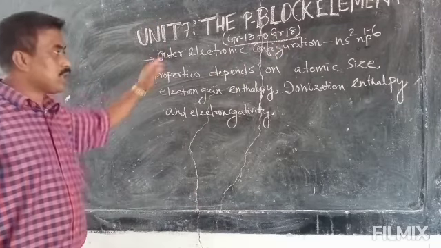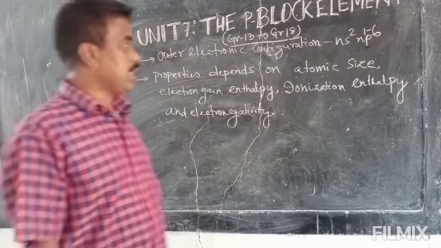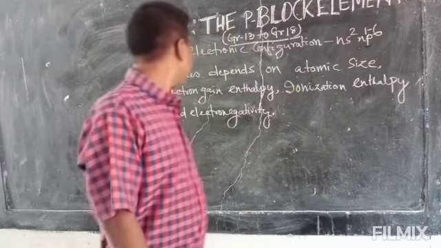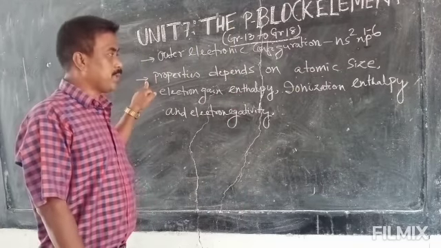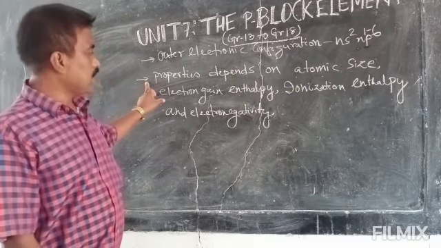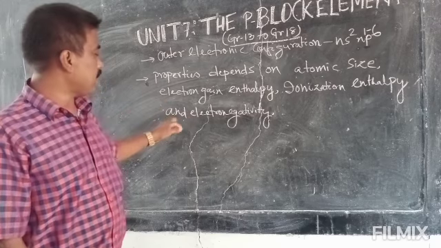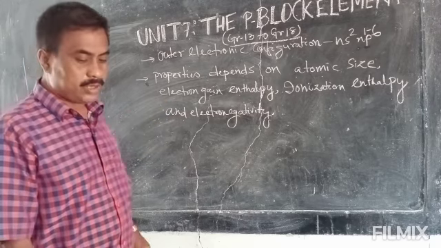The outermost electronic configuration of these groups is ns2 np1 to 6, and the properties depend on their atomic size, electron gain enthalpy, ionization enthalpy, and electronegativity.